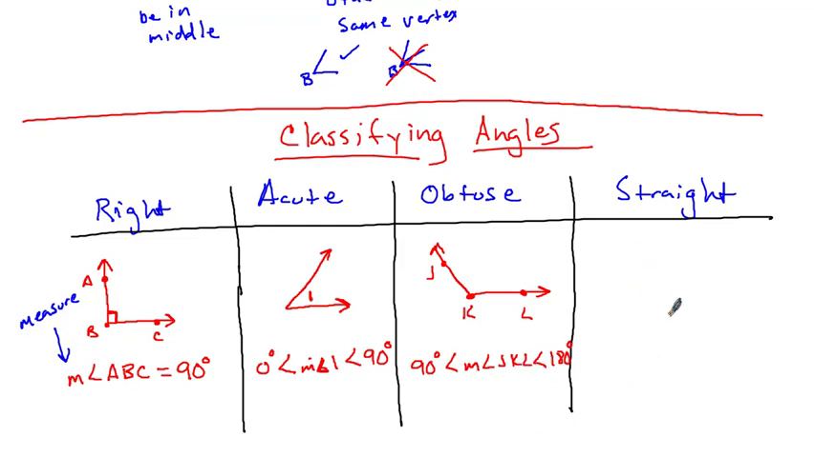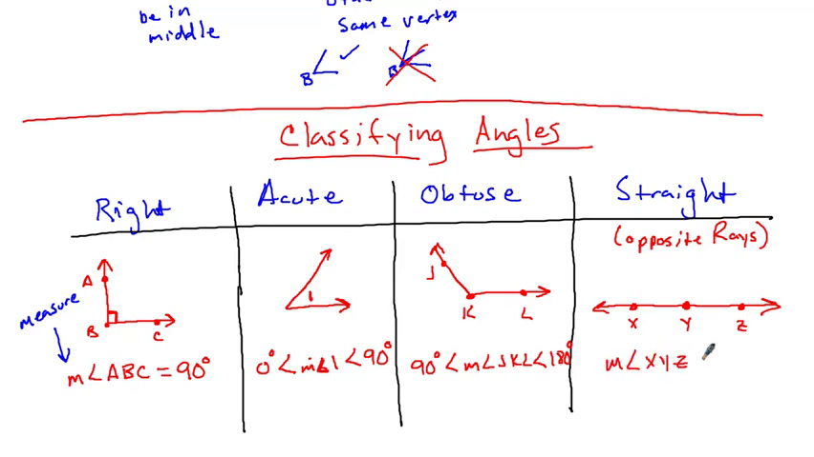All right, our last one is called a straight angle, and you've seen it before. It's just a line. So let's say we have X, Y, Z. But this is also opposite rays, isn't it? And what we'll say here is that the measure of angle XYZ is equal to 180 degrees. Right, so those are the types of angles we're going to work with, and that's how you classify them. Classify means right, acute, obtuse, or straight.